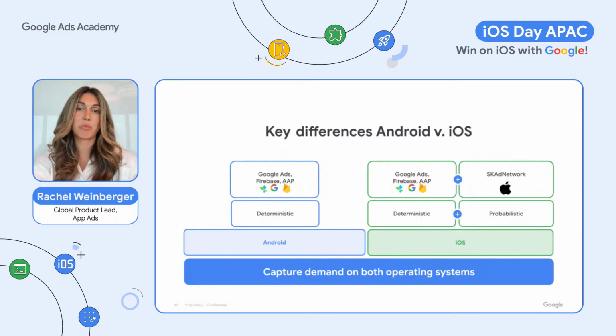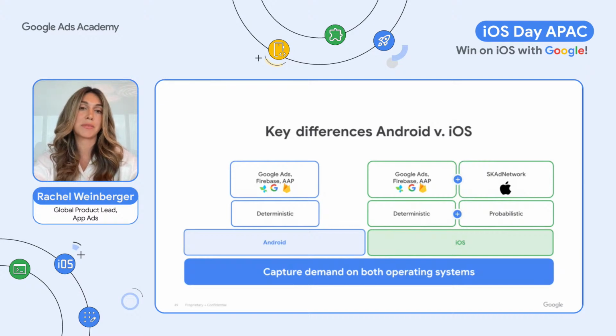So as I mentioned, it's important to show up on both operating systems to diversify your app's business. But there are some nuances that I'd like to highlight when it comes to Android versus iOS. The first one being where you measure your performance. And I think on Android, it's a bit simpler. You have Google Ads front end, you have Firebase, or you have your APIs. However, on iOS, there's one more in the mix, and that's SKAdNetwork.